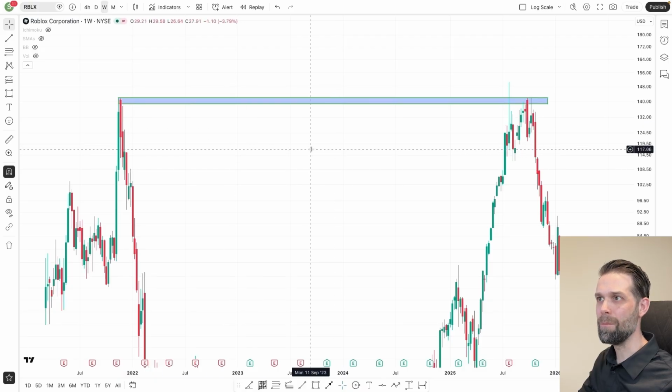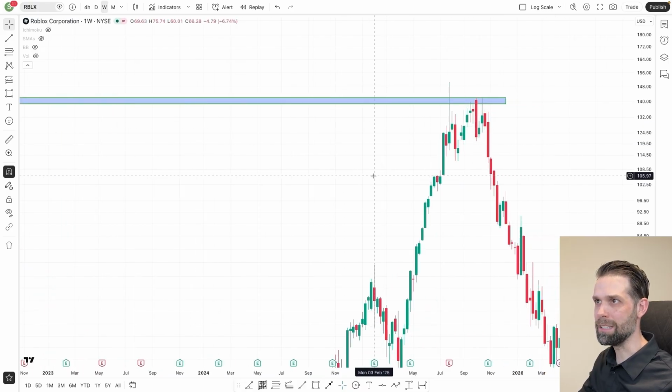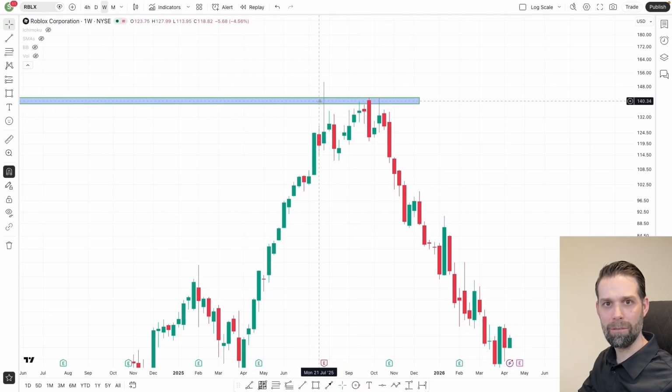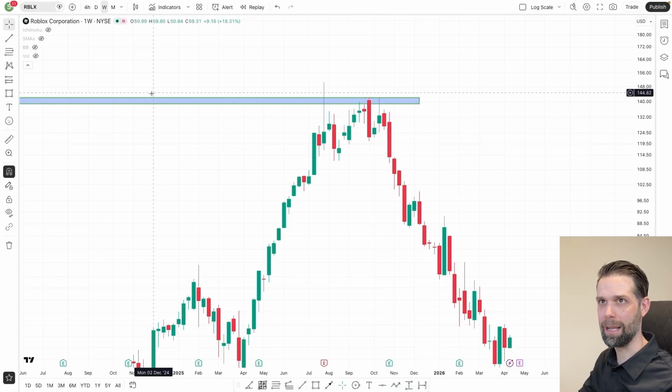So the market knows this, and when price runs up to this level in the present time, this is an important level. There was a lot of selling pressure in the past. The market remembers this 140 zone, and it's a key area where price is likely to react again.